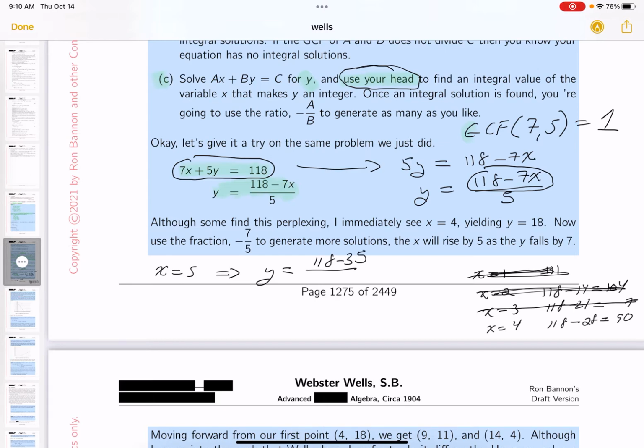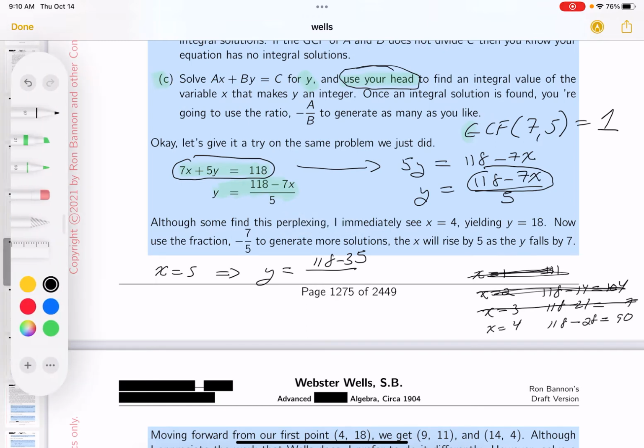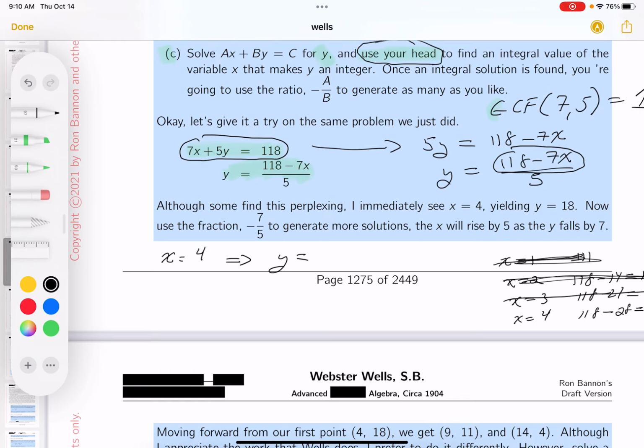Oh, I'm sorry. I said 4, and I wrote 5 down because 5's not going to work, and I apologize for that. Let me get this eraser out. Again, I said 4, and then I wrote down 5, which is crazy. 4. Then you get what? 118 minus 28 over 5. Well, that's going to be 90 over 5. And that's going to go in 18 times, right?